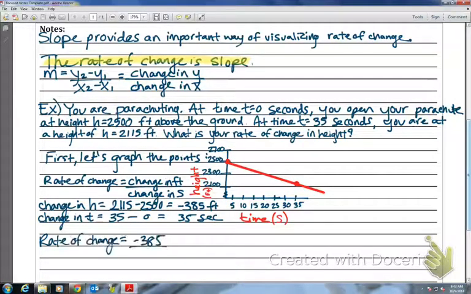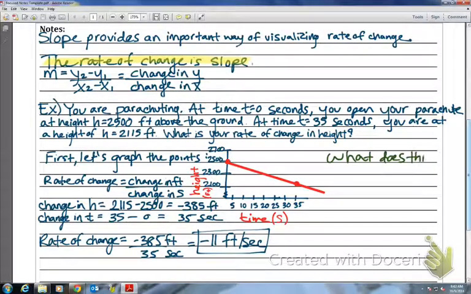And when you divide both of those, you get negative 385 over 35. And when you simplify that in a calculator, you get negative 11 feet per second. So the rate of change is negative 11 feet per second. That's the slope of this line. So change in y over change in x. We could have counted and we could have gotten the same answer, but that's how you do this one.